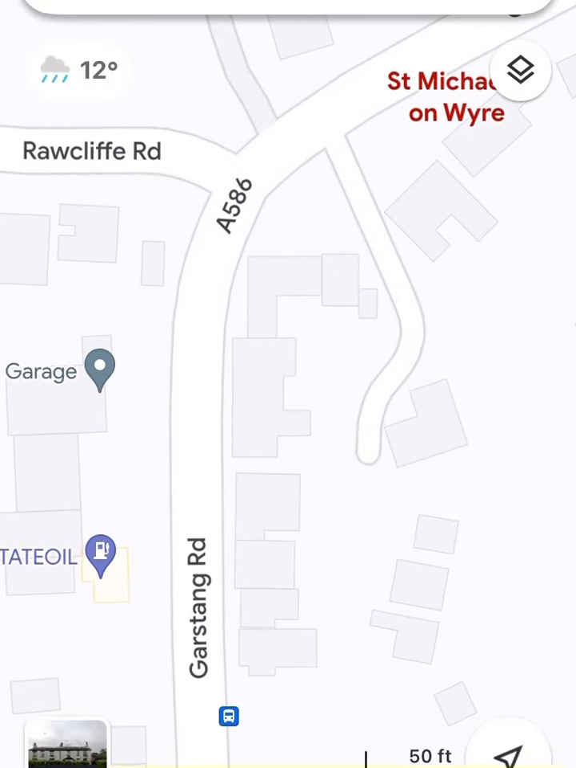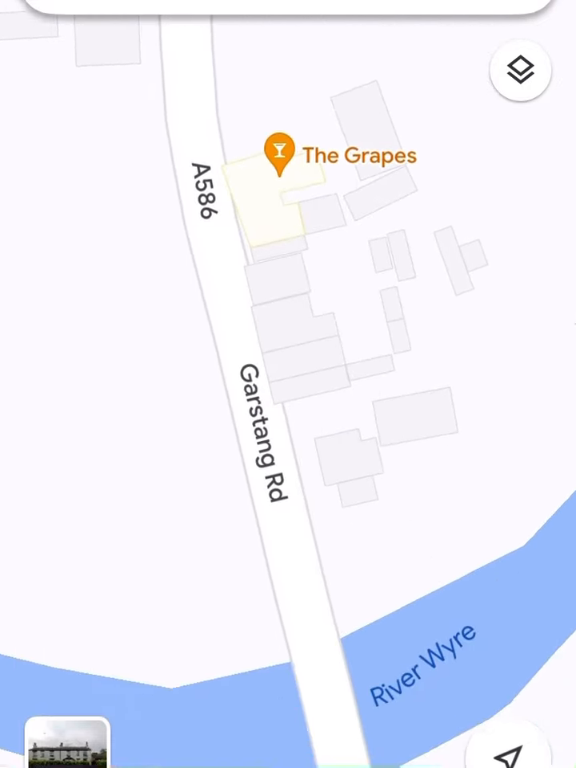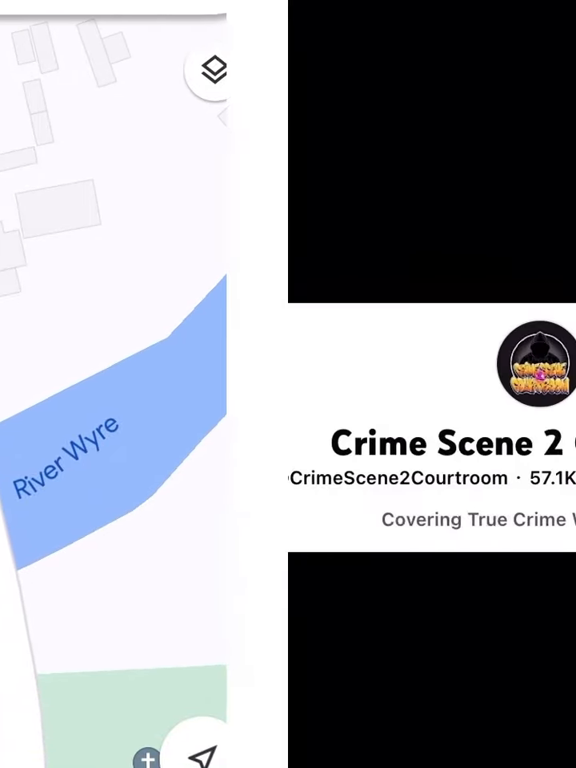So he must have been standing where it says A586 around there. Well, obviously you're on the road, but now, as you've seen, the whole road says Garstang Road.